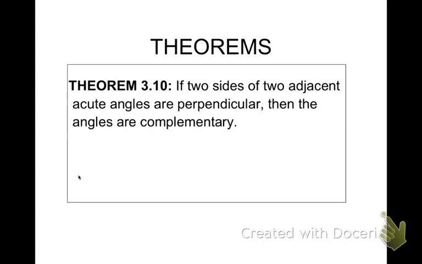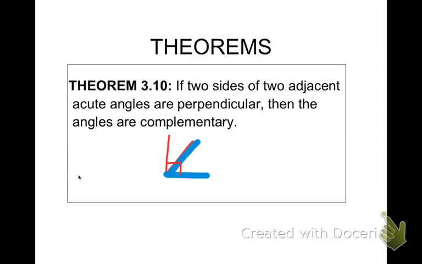So let's dissect that. Complementary means what? Adds up to 90 degrees, right? What does an adjacent angle look like? They're right next to each other, right? So if I have two adjacent angles, here's angle 1, here's angle 2, they share a common side. If their sides end up being perpendicular, that means this would have to be a right angle, and then these would have to be complementary, right? That's what this theorem is telling us.